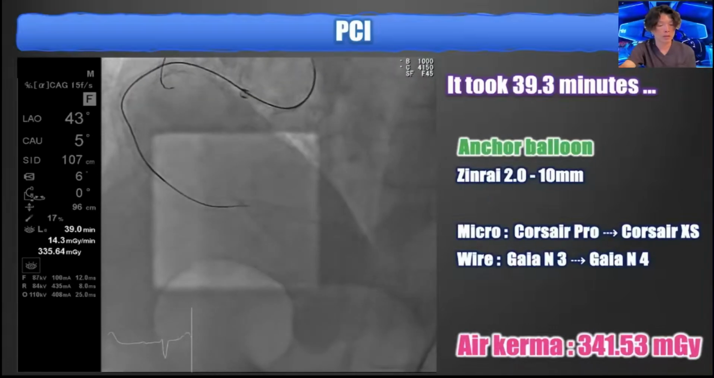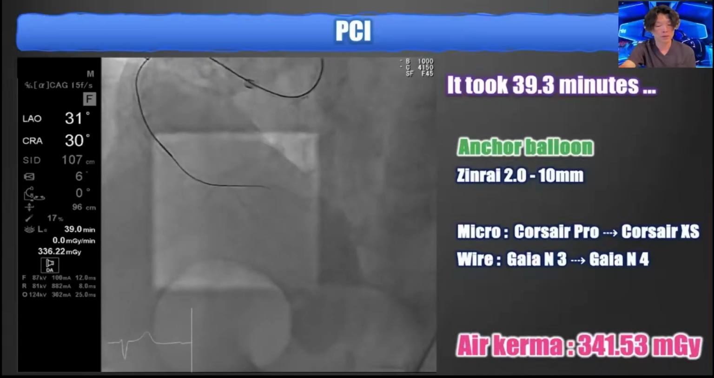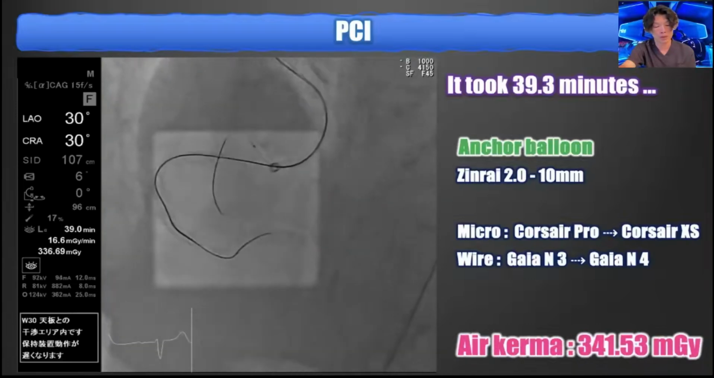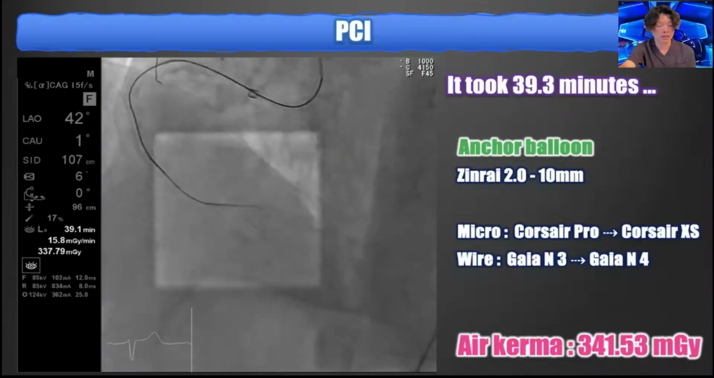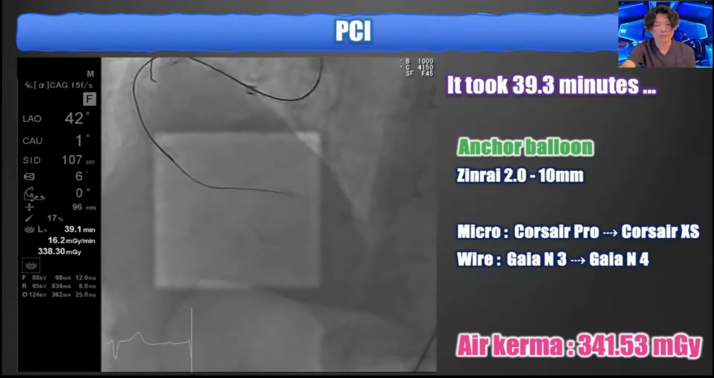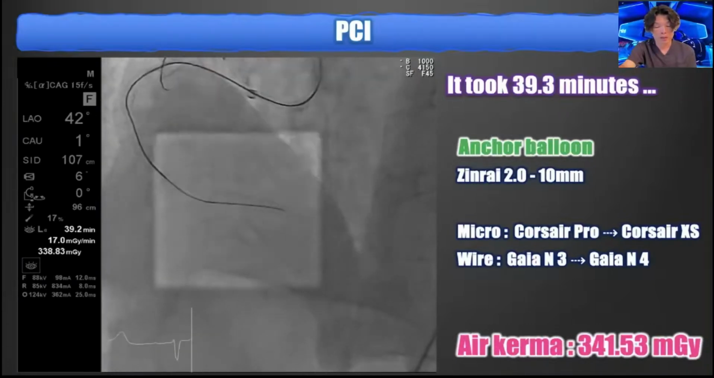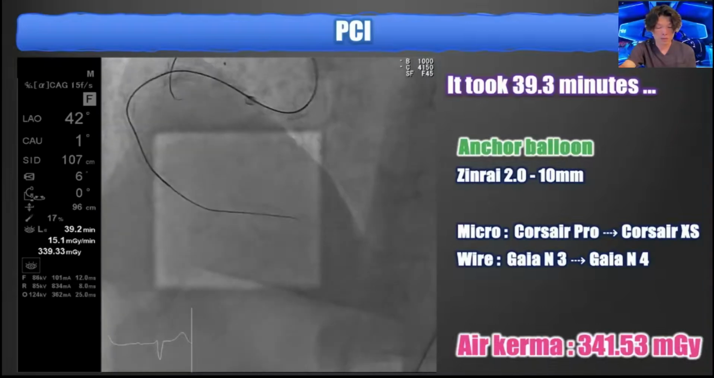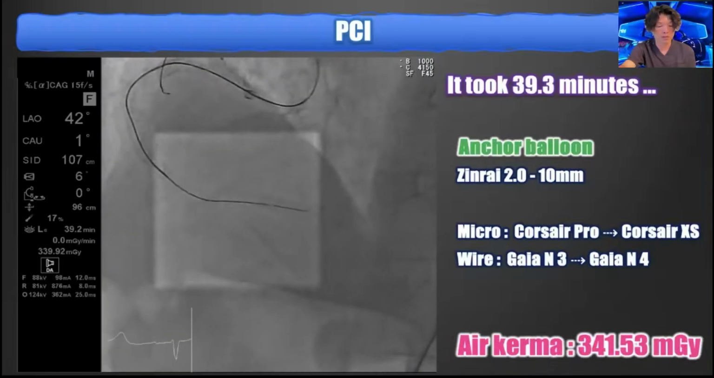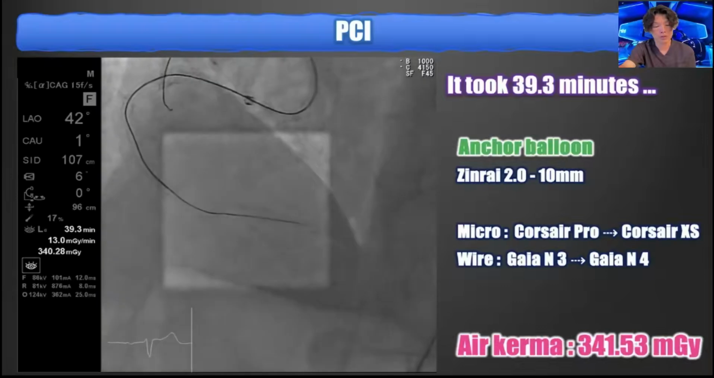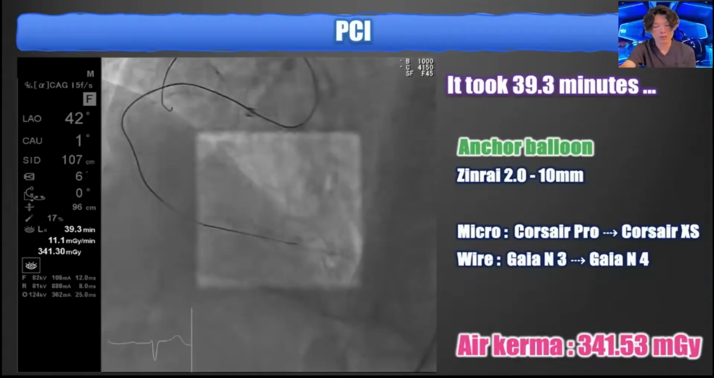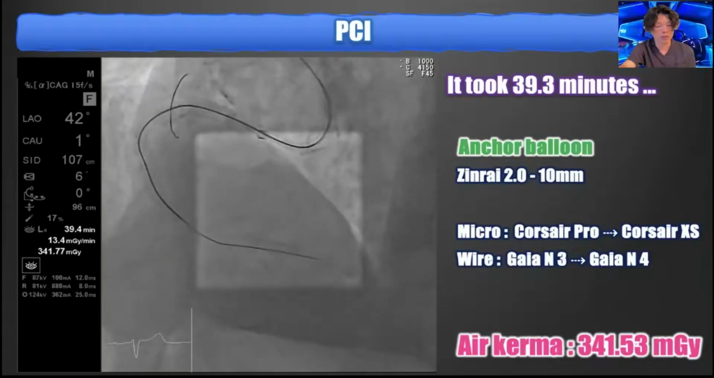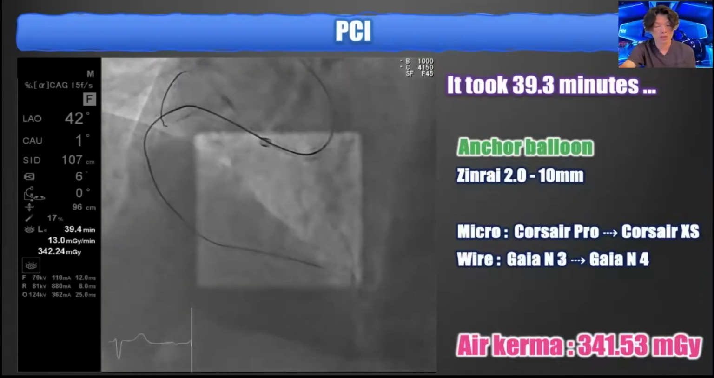Using the anchor balloon technique with the Zenrai 2.0 10 mm balloon, we advanced the Corsair XS microcatheter through the CTO region. After 5.7 minutes of fluoroscopy, the radiation dose was 57.90 milligray. Subsequently, a Gaia Next 4 wire successfully crossed to the CTO exit.